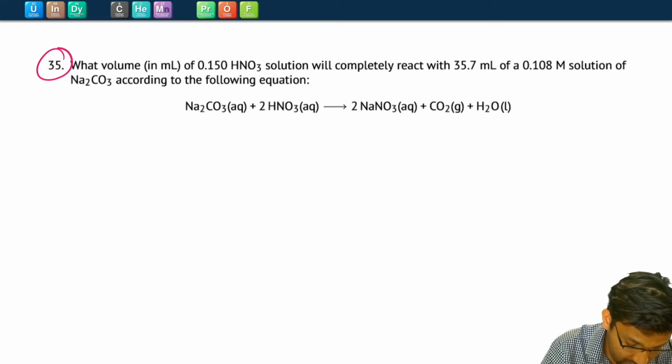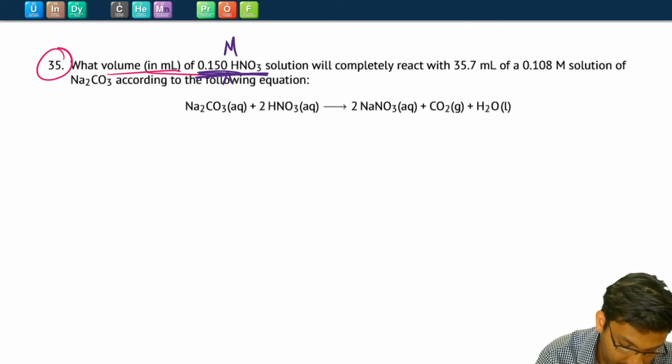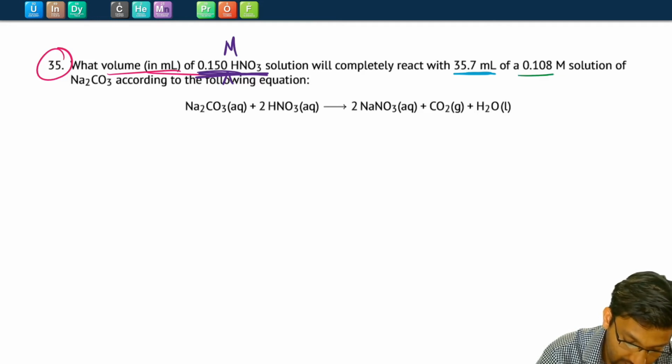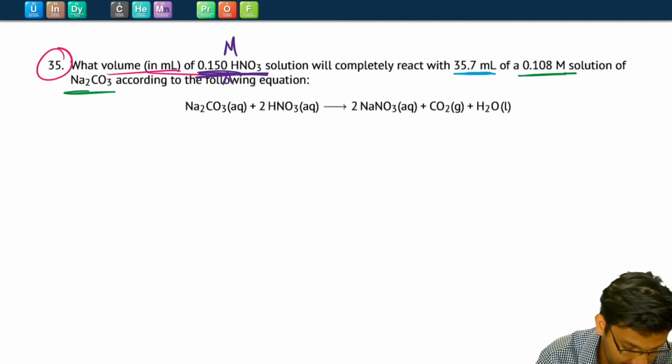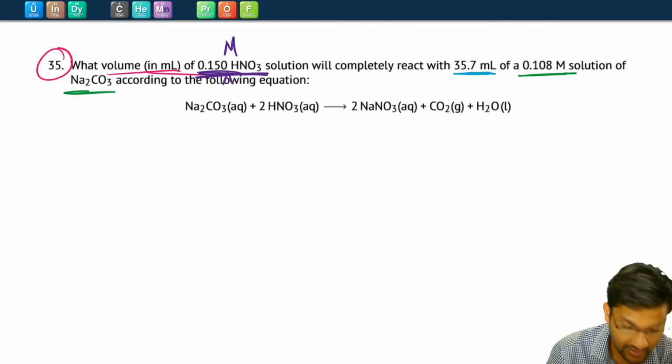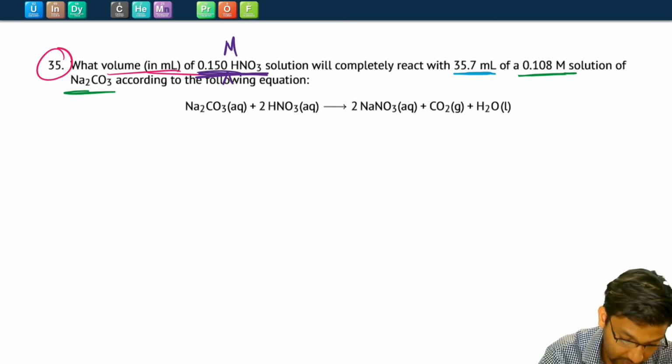Okay, in this question, we're asked for the volume in milliliters of nitric acid, and they give us the concentration. It's 0.150 molar. I think we're missing a big M there. So that's our unknown, and it'll completely react with 35.7 milliliters of 0.108 molar solution of Na2CO3, sodium carbonate. So that's our known solution. We already have a balanced chemical equation, so our life is made simple. We can easily find the mole ratios. Nitric acid is our unknown, so let's start with sodium carbonate.